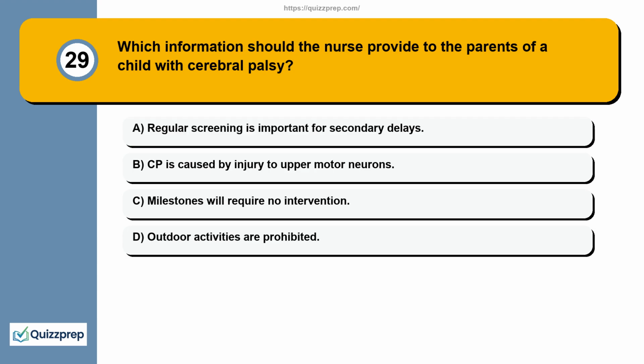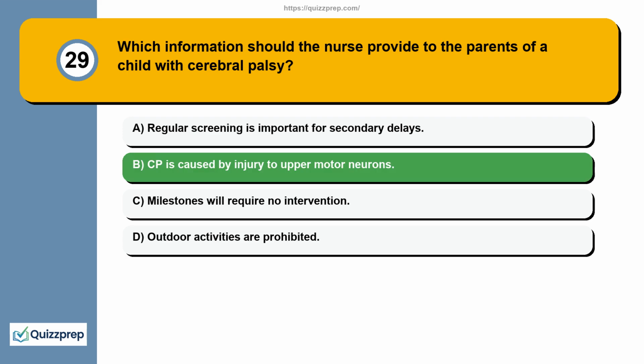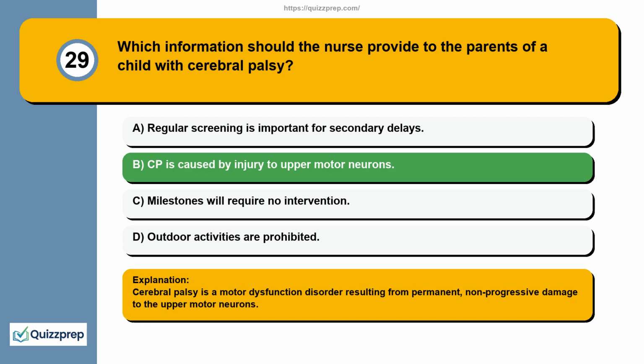Question 29. Which information should the nurse provide to the parents of a child with cerebral palsy? Regular screening is important for secondary delays. CP is caused by injury to upper motor neurons. Milestones will require no intervention. Outdoor activities are prohibited. Cerebral palsy is a motor dysfunction disorder resulting from permanent, non-progressive damage to the upper motor neurons.